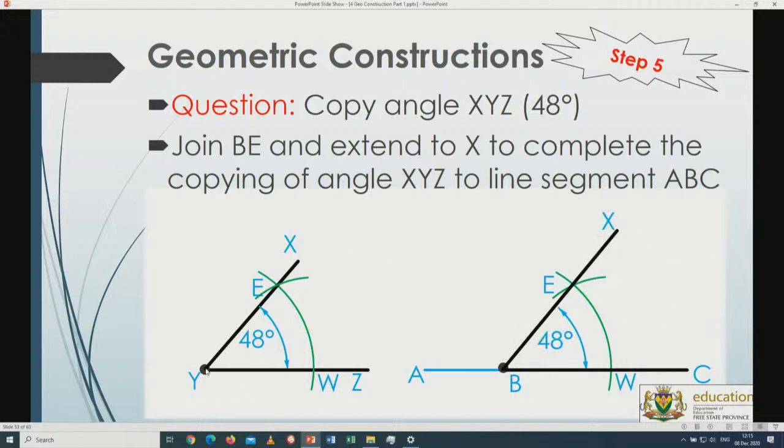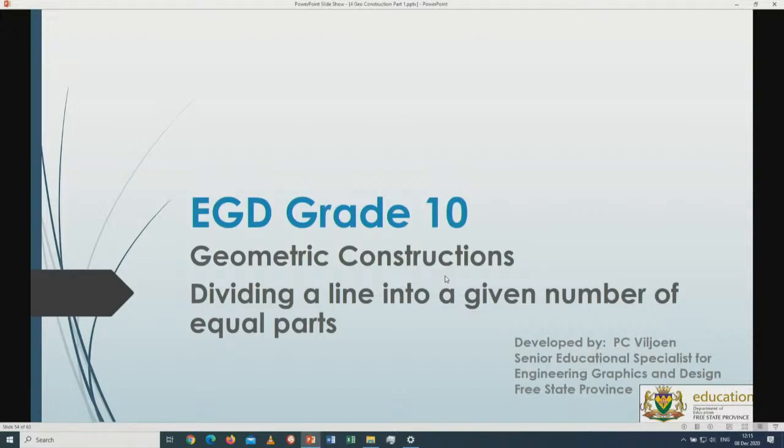Alright, so what we have done is basically strike the arc, do the same on this side, measure the distance and do the same on this side over here and get that intersection point at that point. Alright, so that's basically what we can do.